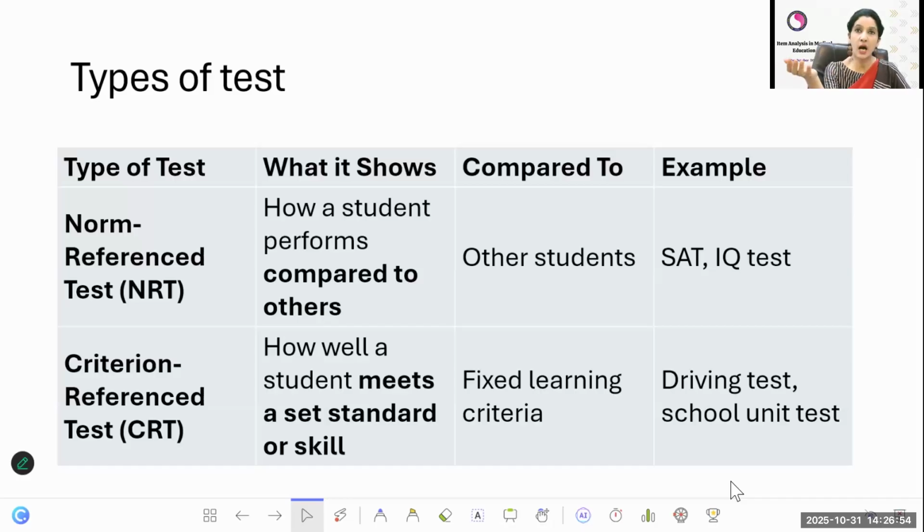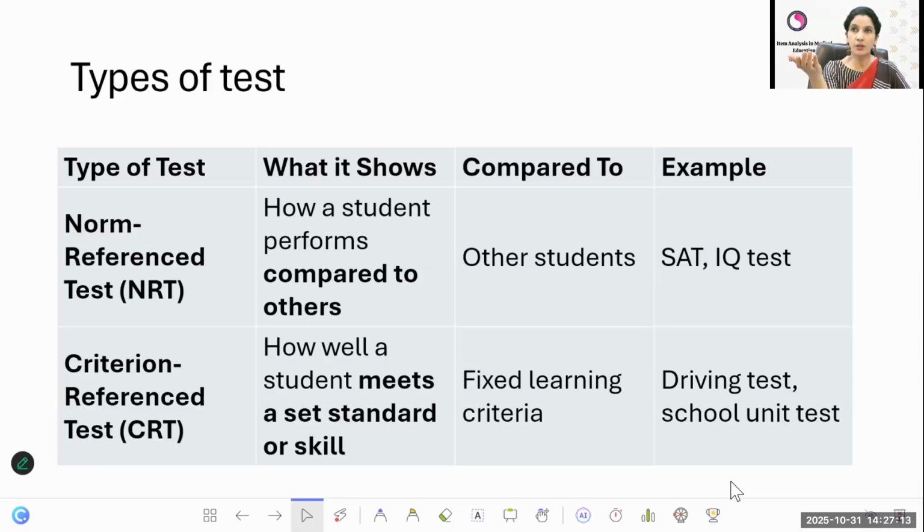So we just see how well a student meets a set of standard skills. It has a fixed learning criteria. One student doesn't have to do anything with the other student. That means if the passing percentage is 50%, any student who gets 50% will be passed.